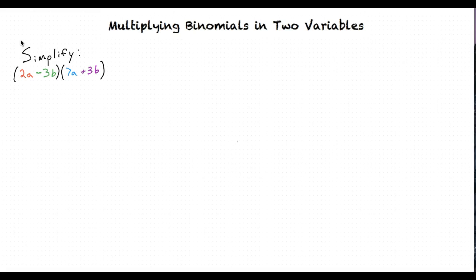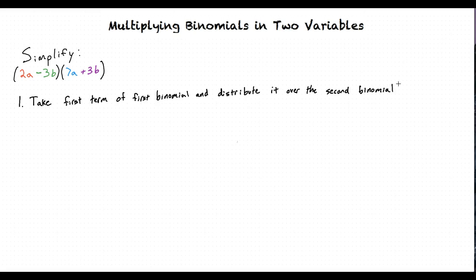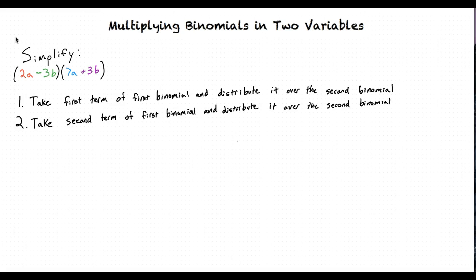The process for multiplying these two binomials is the same as multiplying any two binomials, which is that first, we take the first item of the first binomial and distribute it over the second binomial. Next, we take the second term of the first binomial and distribute it over the second binomial. And then finally, we add the two results together.